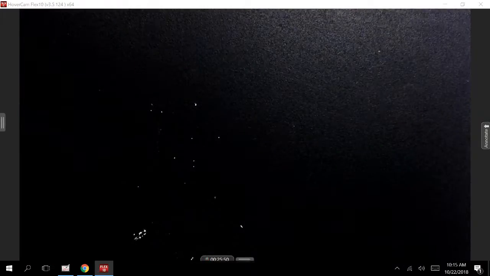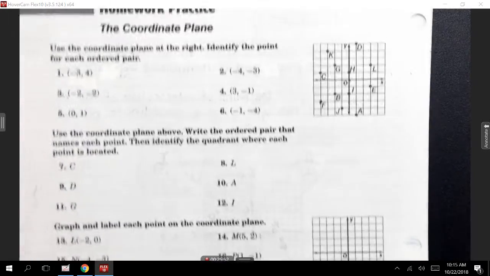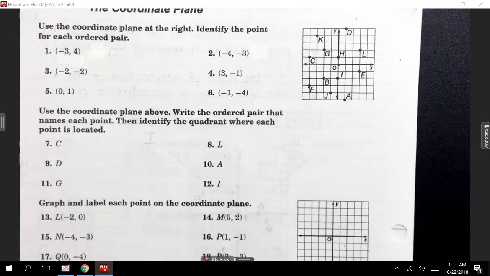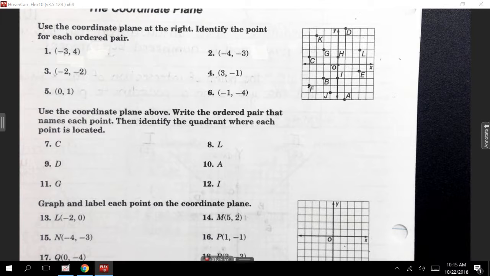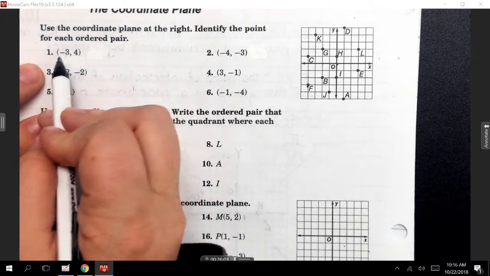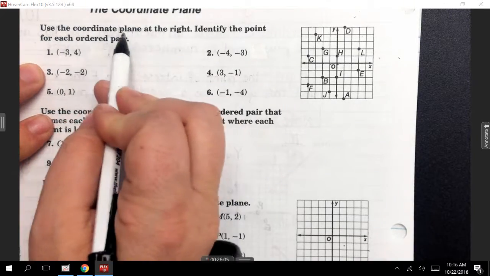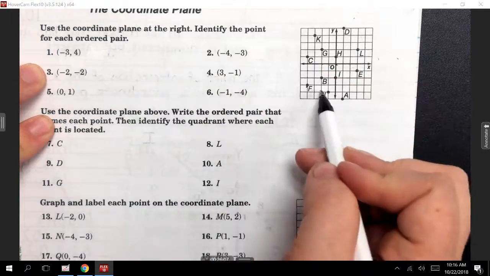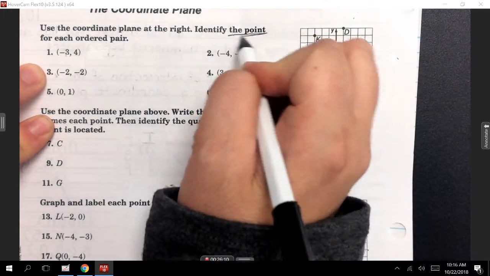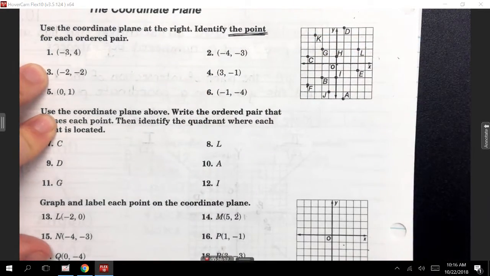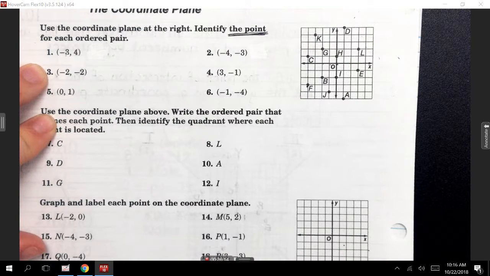All right, I want us to flip our paper over. Flip our paper over. All right, guys. We're going to work 2 together really quick, just to make sure you know what it's asking you to do. So on number 1, it says use the coordinate plane to the right, so that's over here, to identify the point. So all I'm doing is writing down the point.